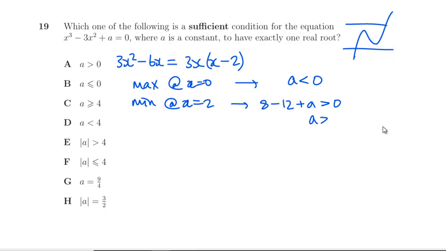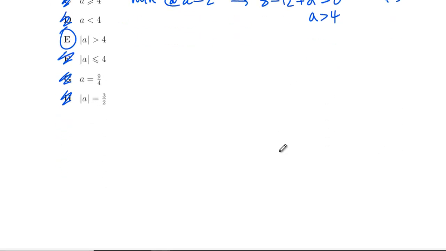So we've got that A has to be greater than 4. Is that right? Yeah. So where does that fit out of all of these? We can't have A, can't have B, can't have C, can't have D. Okay, then we've got some of these. Mod A is greater than 4. That is sufficient. That would work because it would give everything -4 downwards and 4 upwards. So that would work. This wouldn't work. That doesn't work. And that doesn't work. Right, so yeah, E. Right, that's good.